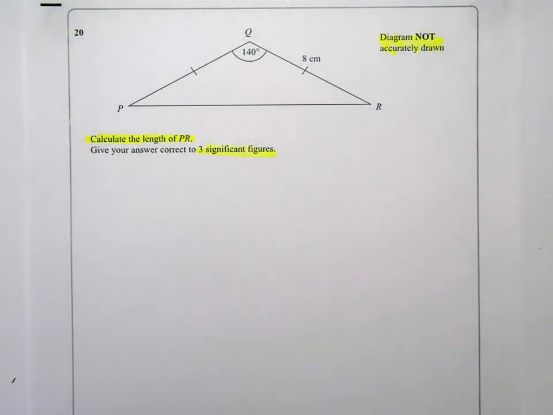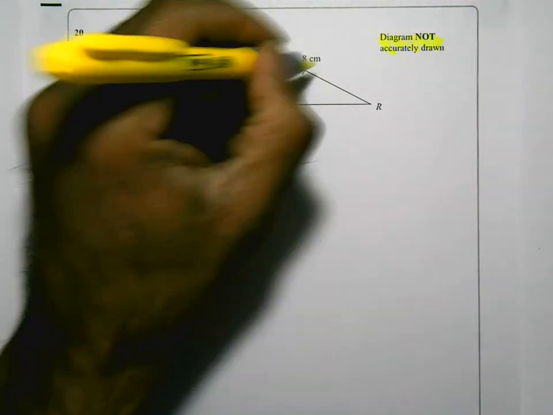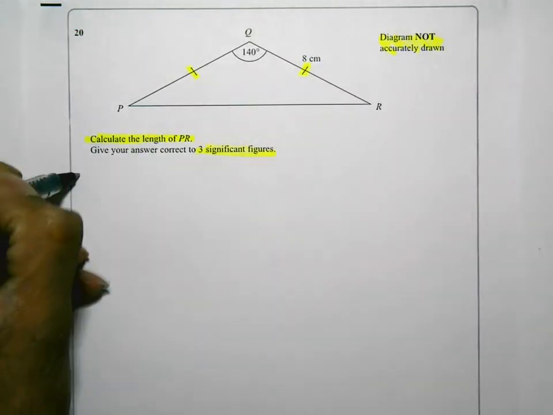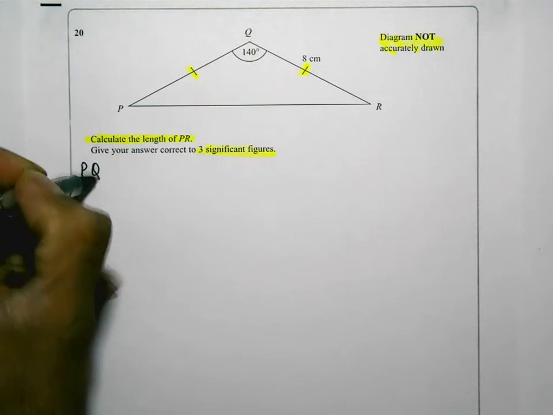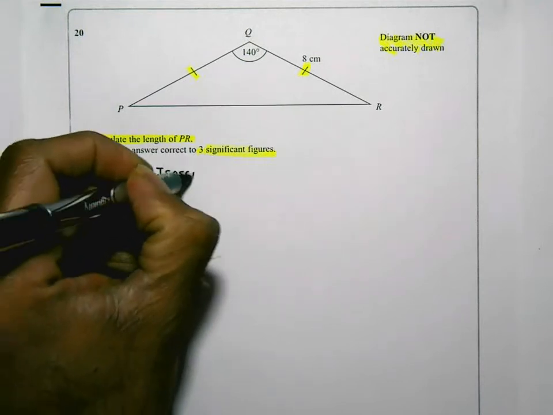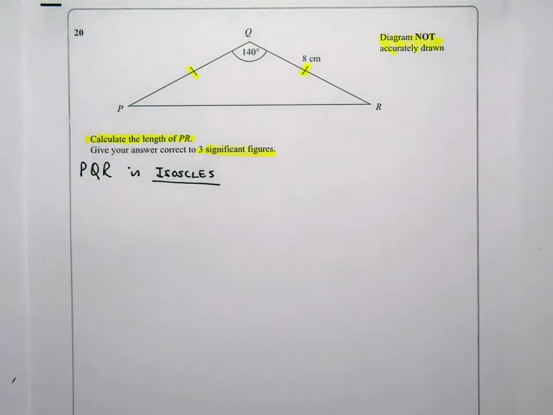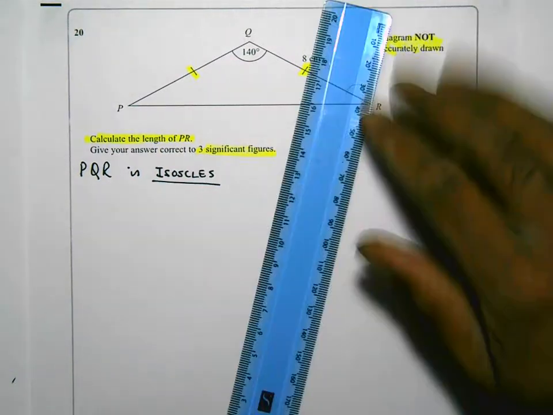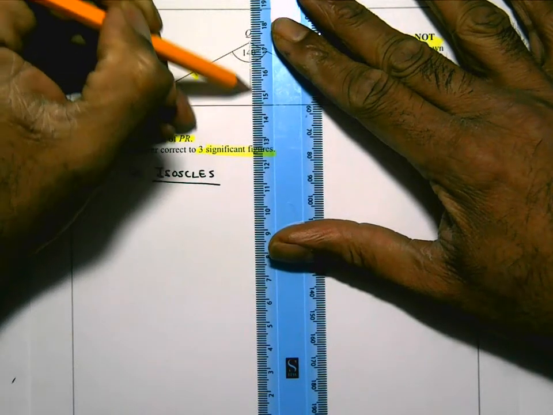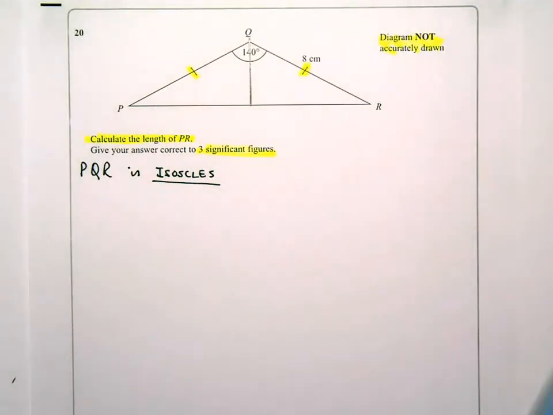So a couple of things that I recognize about this triangle. Not only does it look like it, but these two lines here tell me that the triangle is an isosceles triangle. So that means PQR is an isosceles triangle. So if I drew a line down from Q to the base, that shape becomes symmetrical.